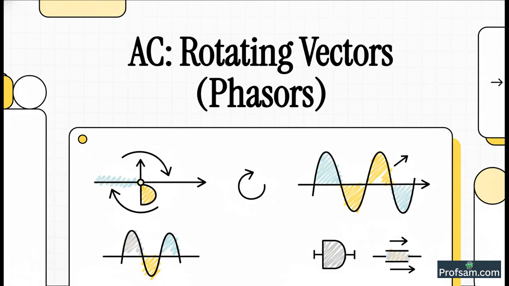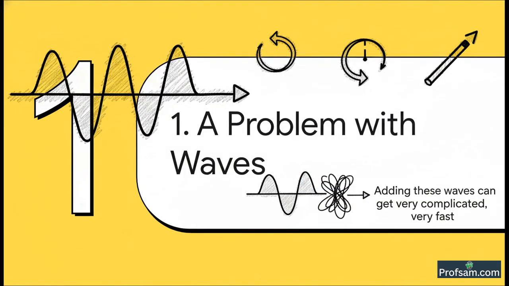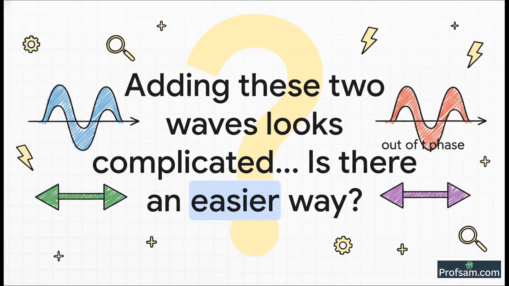Chalo, let's begin. So first of all, what is the problem we are even trying to solve here? Beta, look, adding simple numbers is easy, right? 2 plus 2 is 4. Simple. But in alternating current, we're dealing with quantities like voltage and current that are not constant. They are like waves, always changing, going up and down, and adding these kinds of waves can get very complicated very fast. For example, just imagine you have to add these two AC voltages.